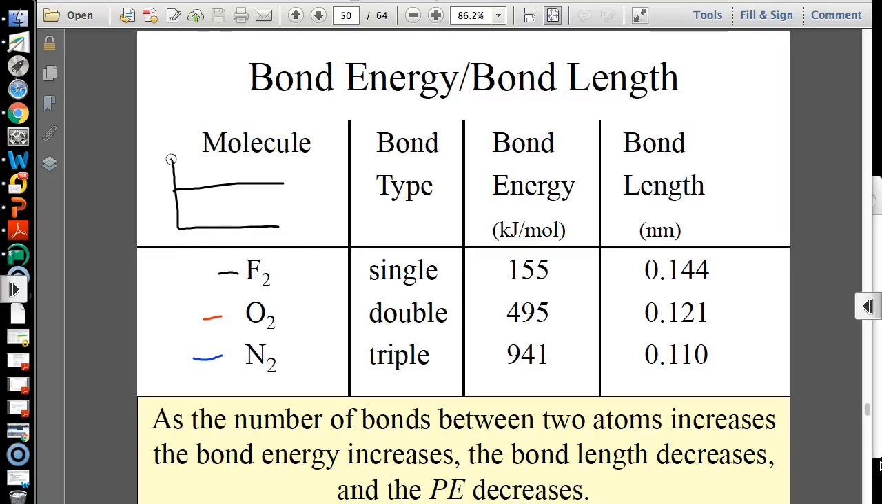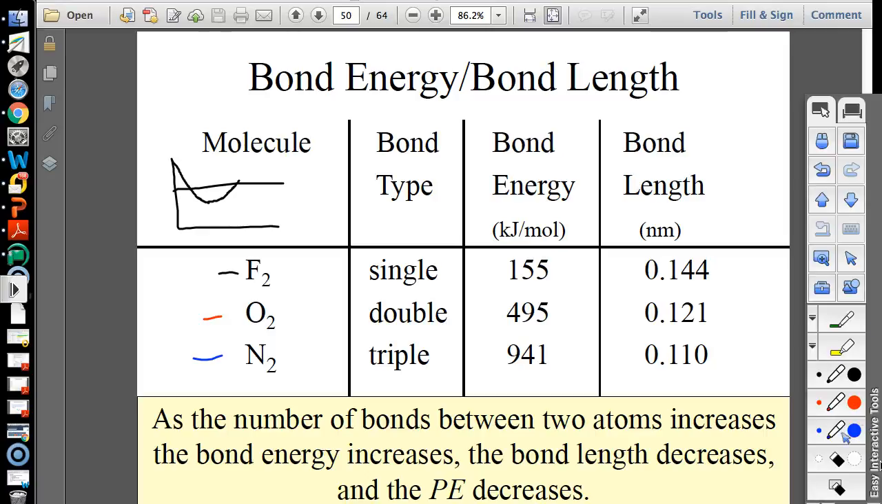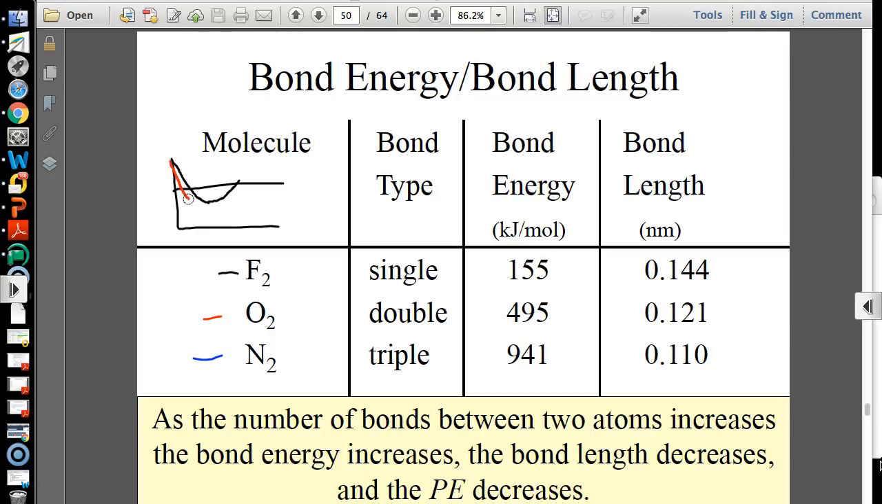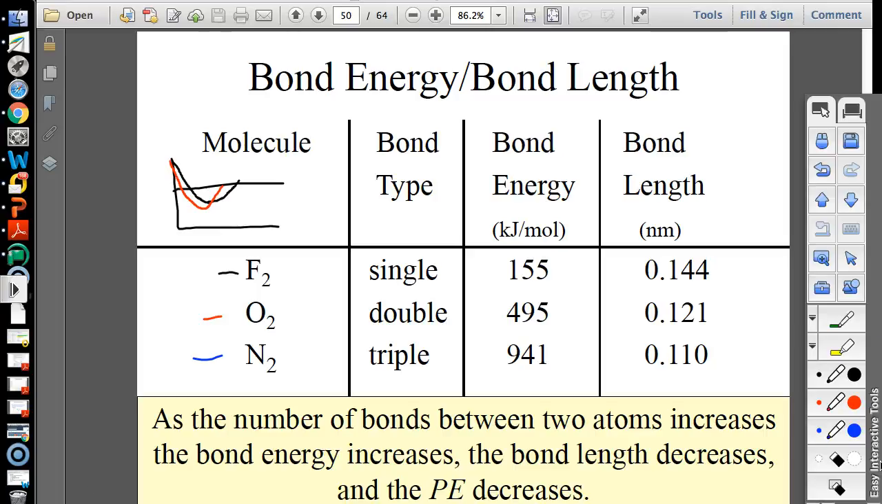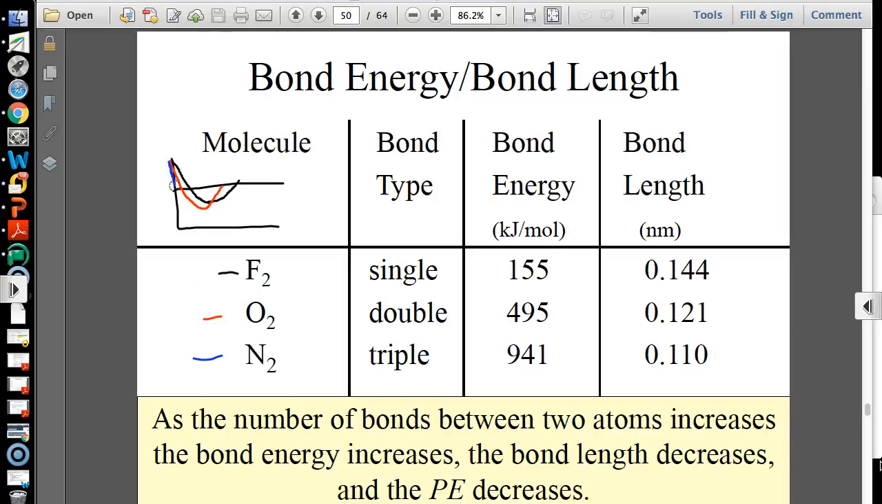So if I draw fluorine in, and the energy isn't that big, I didn't give myself a lot of room to work with, but we'll do the best we can. And then oxygen would have a shorter length than that, and it would be a little lower. And when you take the test, they're pretty close together. You have to really look at it, to be honest with you. And then the nitrogen, the triple bond, would have the lowest potential energy. Like that. And you look at a graph and figure that out.